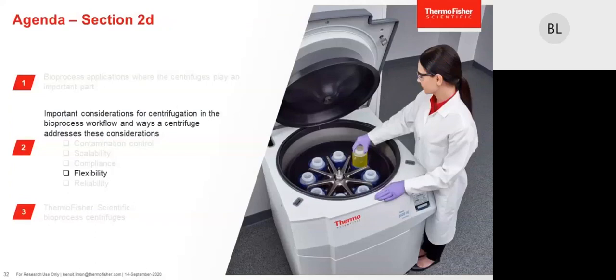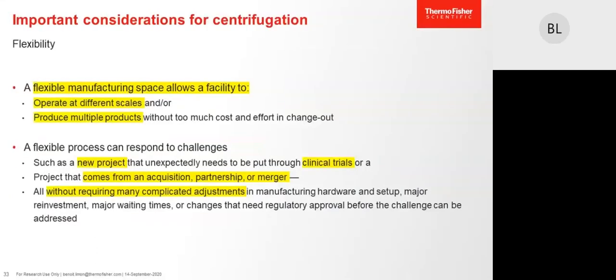Looking at the flexibility of centrifuge for the bioprocess workflow. So the flexibility is to ensure the equipment can be operated at different scale for different products and be capable to produce multiple different products. This is very useful in case of new projects or clinical trials, when there is a change needed in the target application or the size of application.